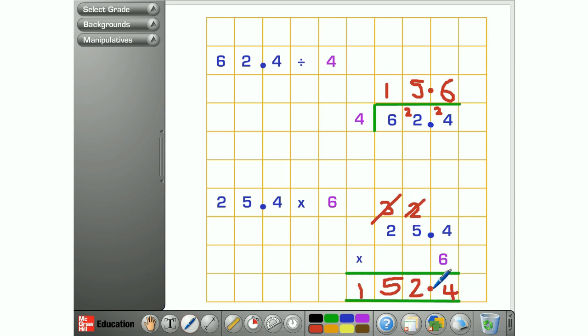Again, the key to this is knowing your times tables and remembering to keep your decimal point in line with the other decimal point in the number you're dividing or multiplying by.